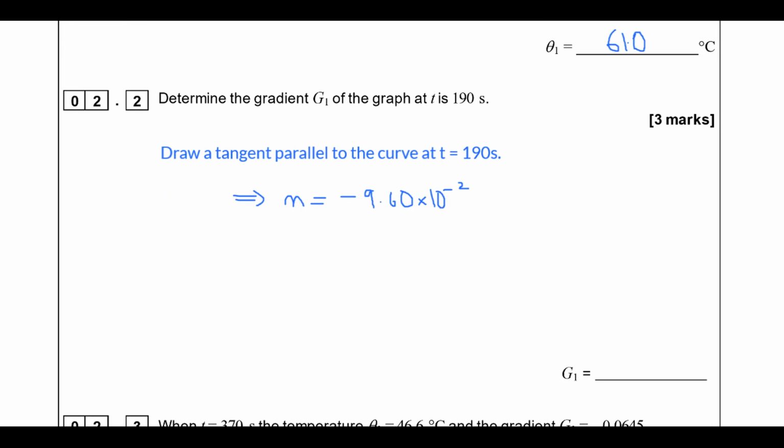Next, we want to determine the gradient of the graph at T is 190. So what you need to do is draw a tangent to the graph at T equals 190 and make the tangent nice and long so you can do an 8 centimeter by 8 centimeter gradient triangle on it. And when you do that and work out its gradient, you should get something around this number. So you'll get some slight variation depending on your line, but you get something similar. So this is my gradient.